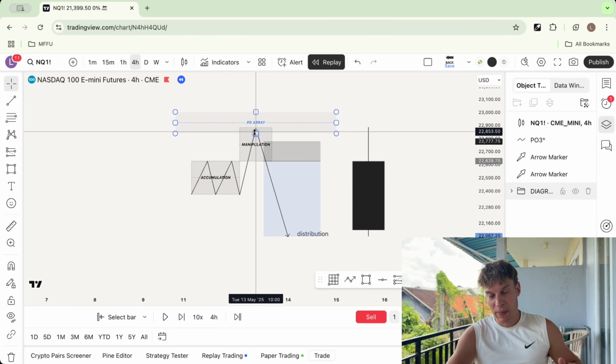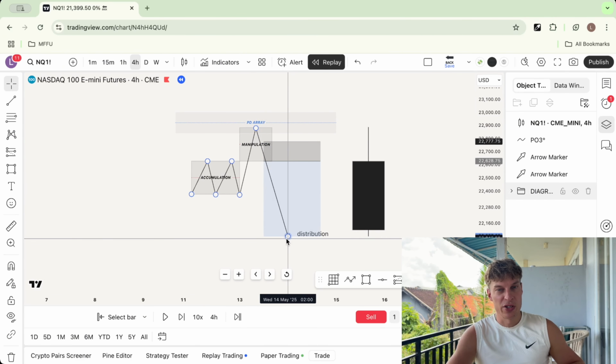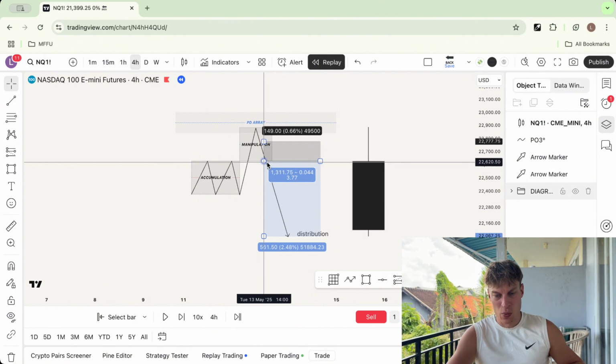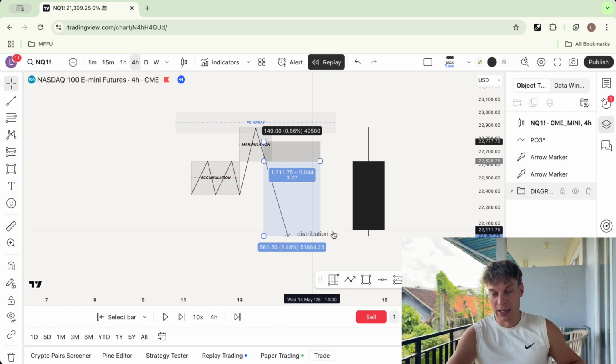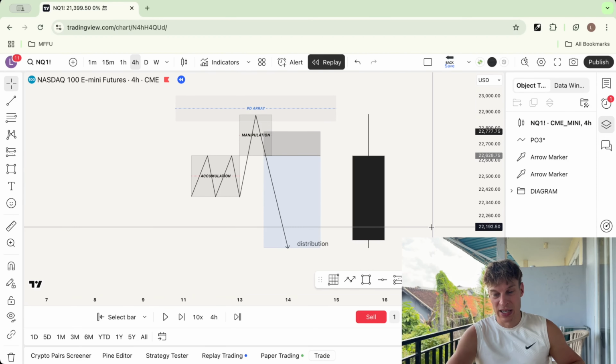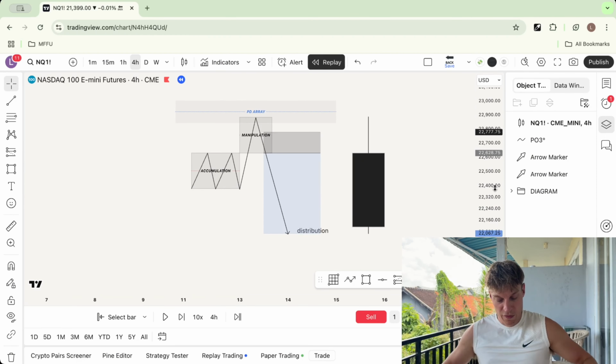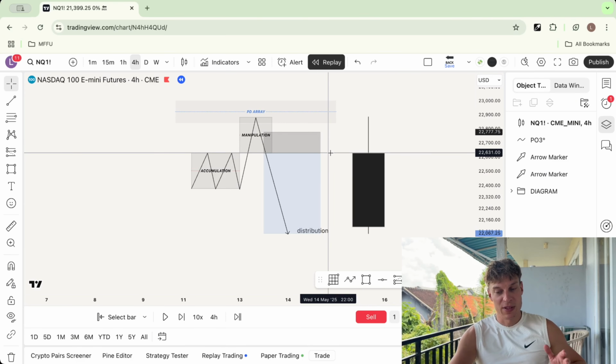And then manipulation into a PD array, a higher time frame PD array. And then we catch the distribution leg down here, and this is where price is moving the most. We catch this trade here, effectively. That is the strategy. It should cover 4 hours of your day, no more, no less. That's why I love it. That's the beauty of it.